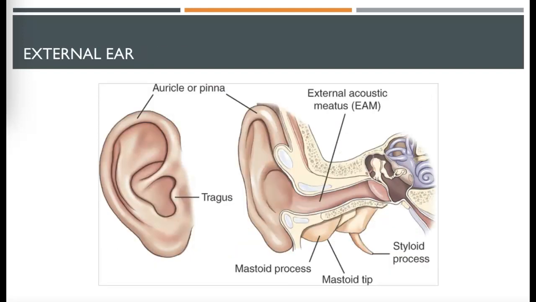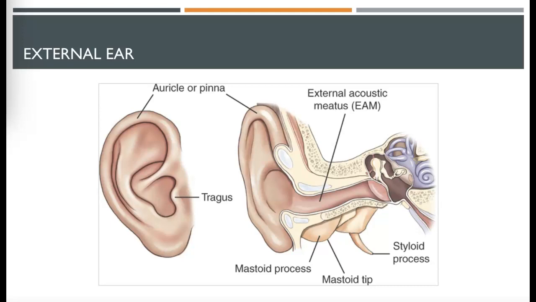Starting with the external ear, this begins with the auricle or the pinna on each side of the head. The tragus is a small lip-like structure located anterior to the EAM that acts as a partial shield to the ear opening. The EAM, or external acoustic meatus, is the opening or canal of the external ear. It's approximately 1 inch long and is half bony and half cartilaginous.